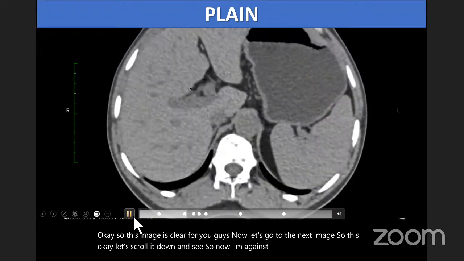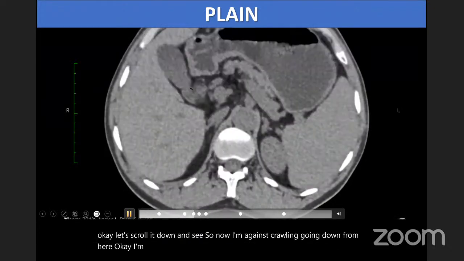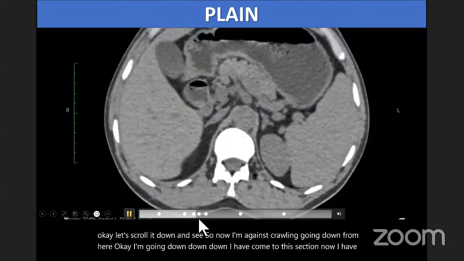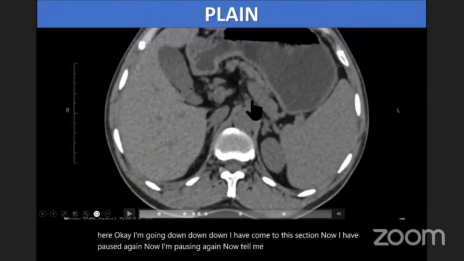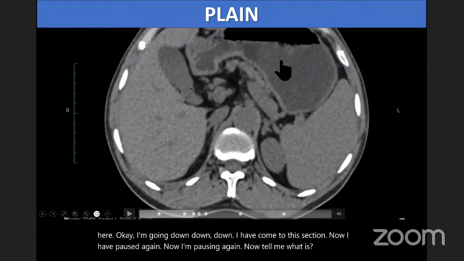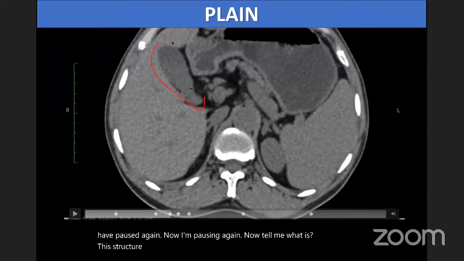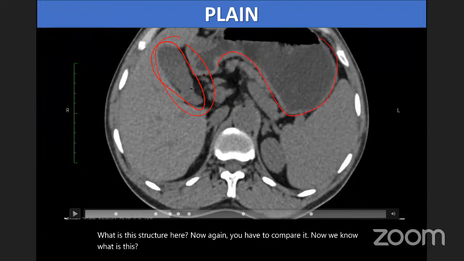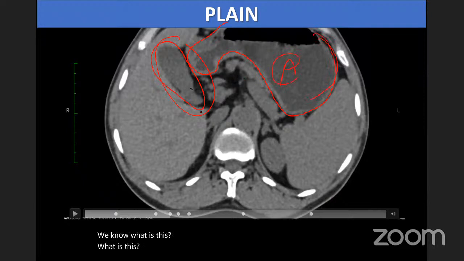I'm going down, down, down. I have come to this section and paused again. Now tell me, what is this structure here? Again, you have to compare it. Now we know what this is. What is this? What is A?